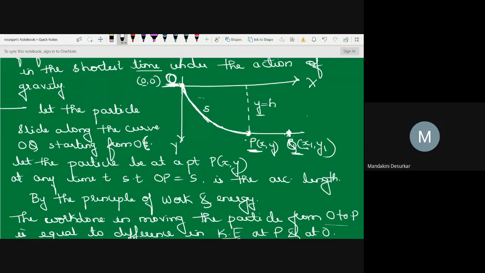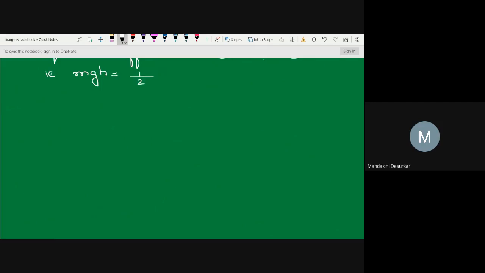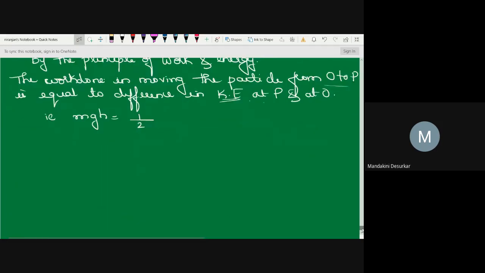Ma'am, it's potential. Yes, that is what I'm stressing more on. It is potential energy. What is potential energy given by? mgh is equal to half mv squared, the kinetic energy at P. Kinetic energy at point O is 0. Now what is this value?